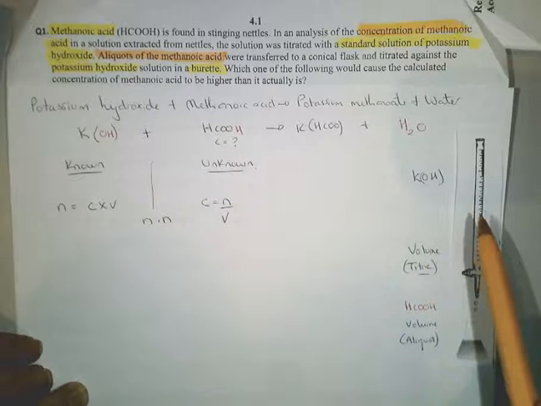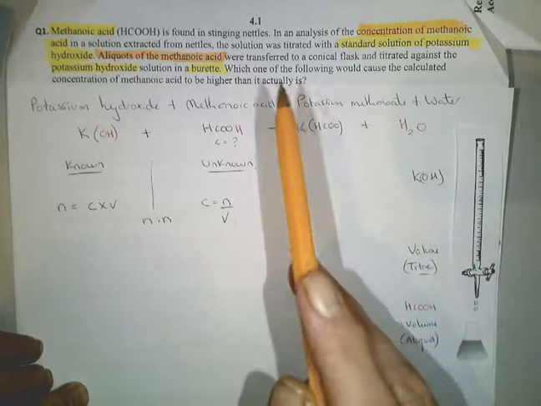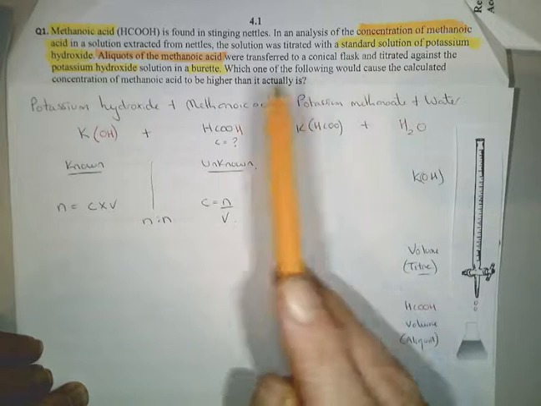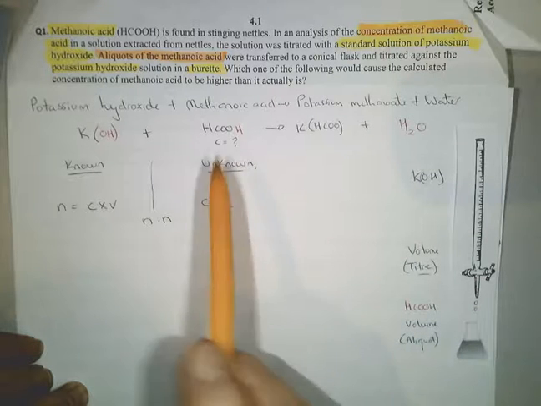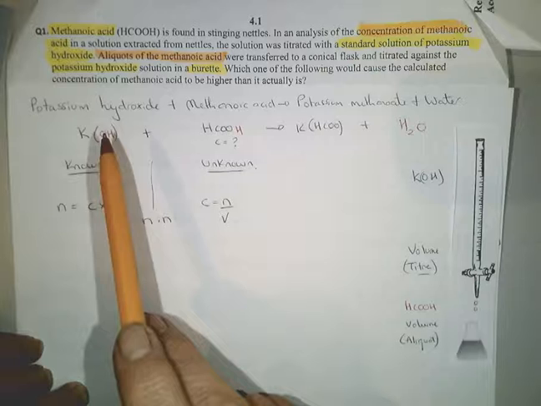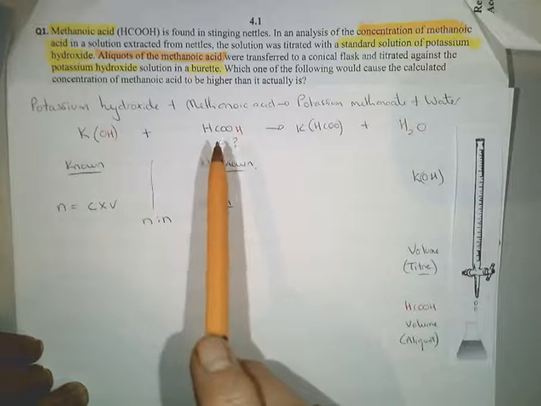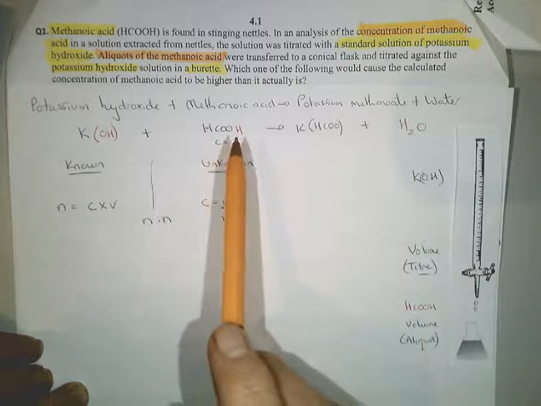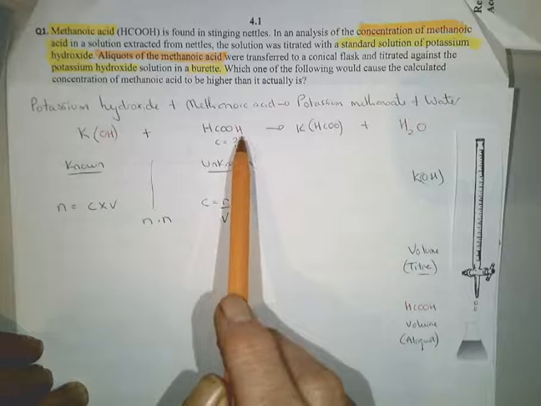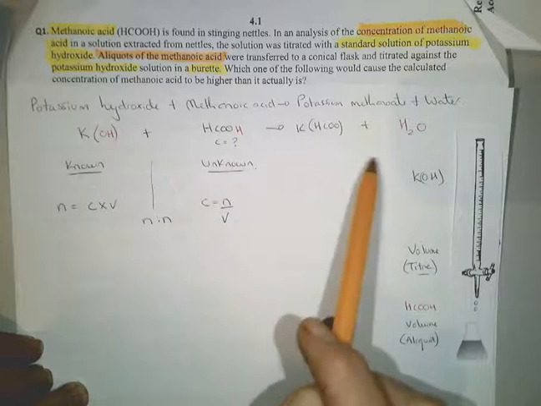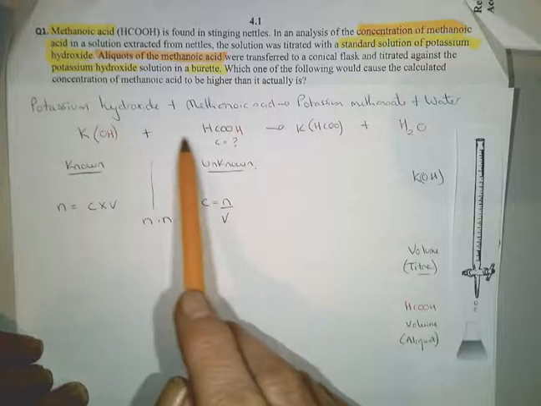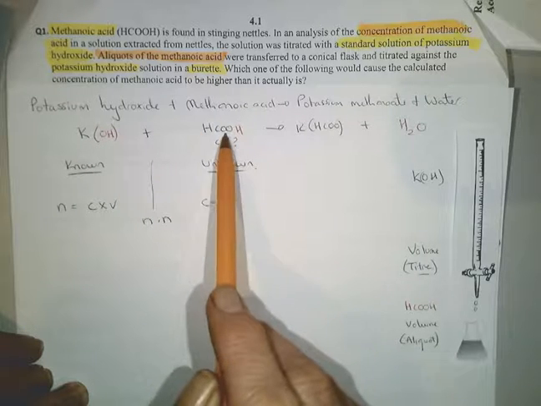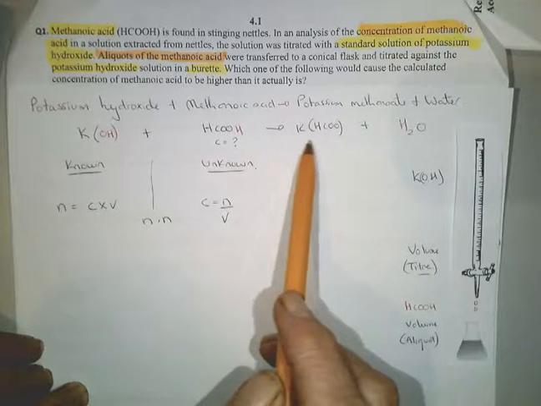So we've got potassium hydroxide up here in a burette. Which one of the following would cause the calculated concentration of methanoic acid, what you found out about this, to be higher than it actually is? So you need to write your equation. So we've got potassium hydroxide, methanoic acid. It's the H from the carboxylic acid, this hydrogen and that hydrogen get together to make the water, and then your positive cation, and this whole thing has become an anion, makes a salt.